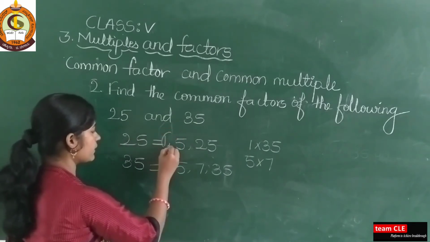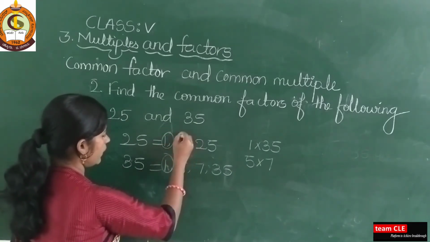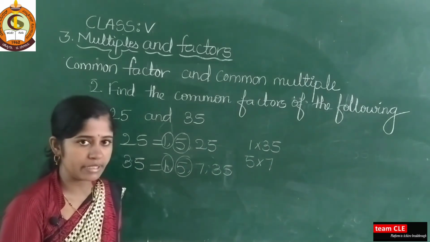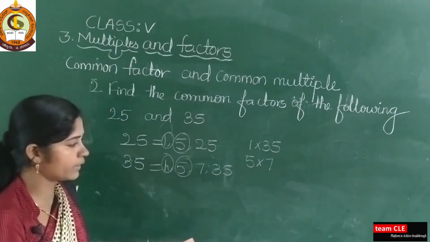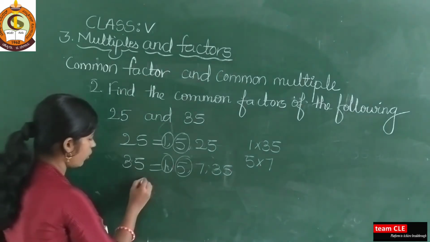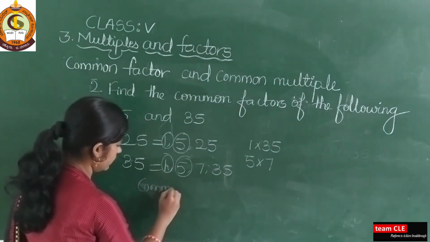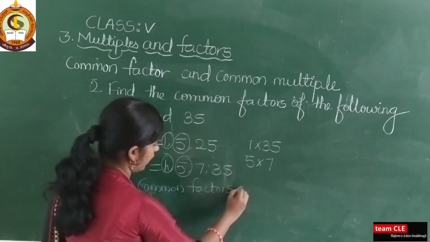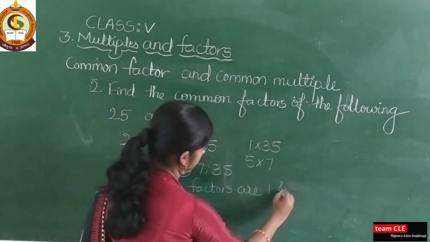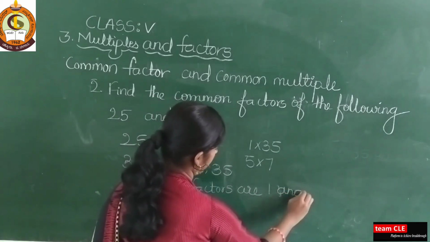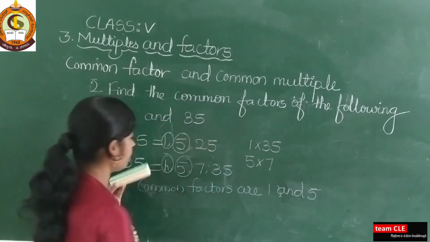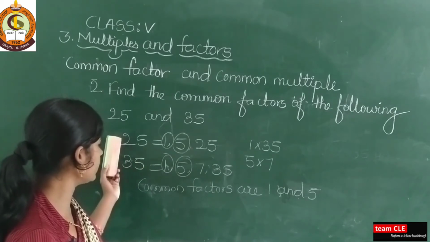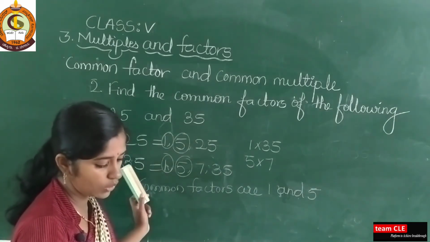Circle the common factors here: 1, 1, 5 and 5. Therefore, the common factors of 25 and 35 are 1 and 5. Understood how to do this? First you need to write the factors. Next you see the common factor. Common means that the number should be in 25 also and in 35 also.